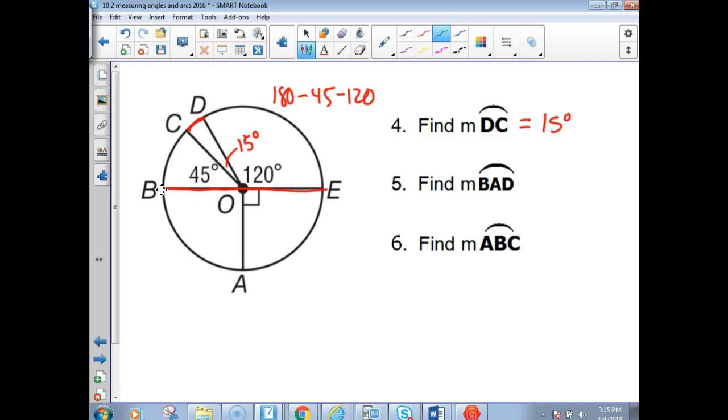Now I need to know BAD. That's all the way from B through A, all the way up to D. Well, I found out CD's 15, so if I put those together, this whole thing from D to B is 60. And then I need everything but that for BAD, so it's going to be 360 minus 60. So it should be 300 degrees.